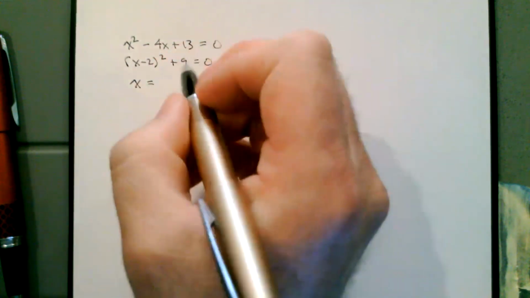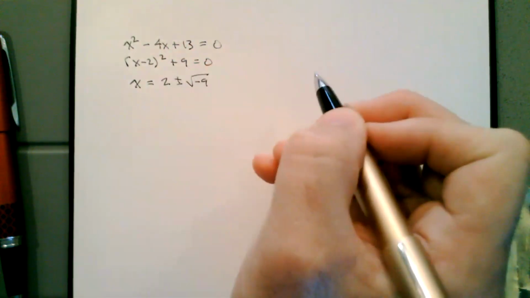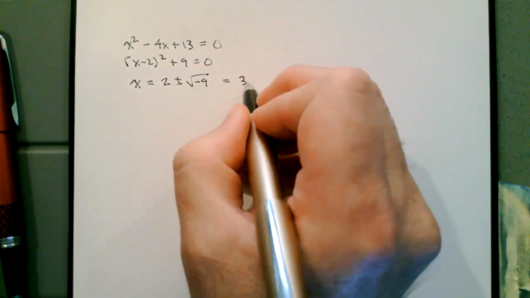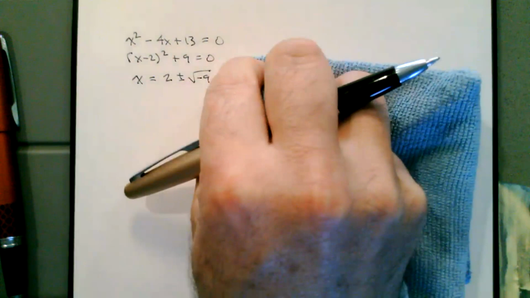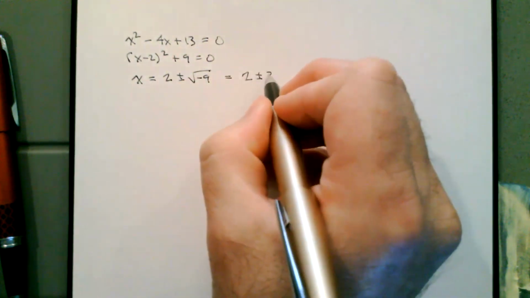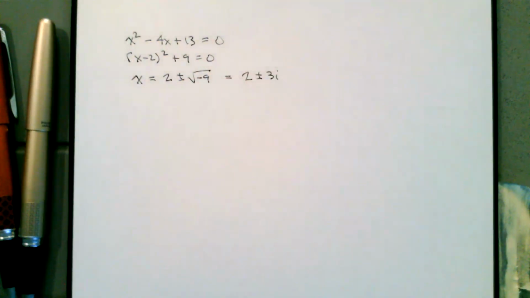So our solutions x will be 2 plus or minus the square root of -9. And the square root of -9 is 3i. So 2, I spelled 2 wrong, 2 plus or minus 3i. So our quadratic had two complex solutions, 2 plus 3i and 2 minus 3i.